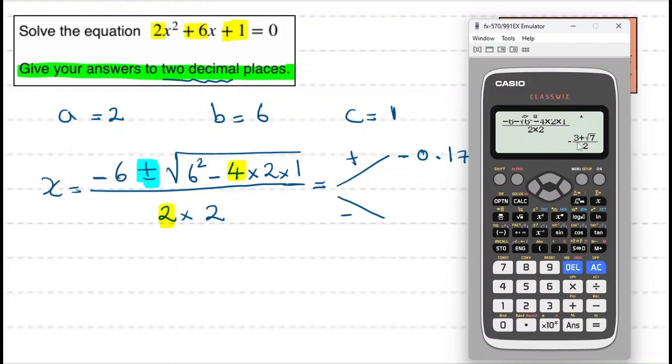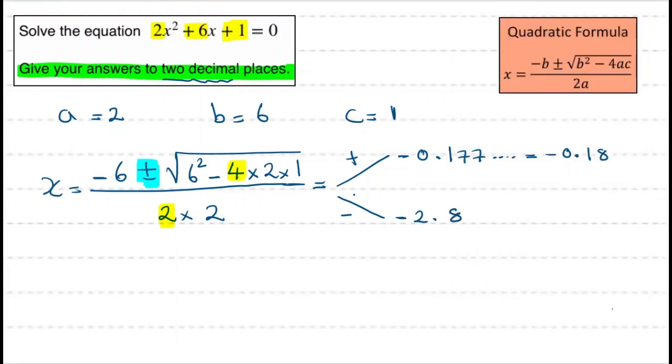That gives us the solution again as a fraction, and then we press the S to D button to get the solution in decimal, which is minus 2.822..., and then we round it to 2 decimal places, which is minus 2.82. So this way we have obtained the two solutions to our quadratic equation using the quadratic formula.